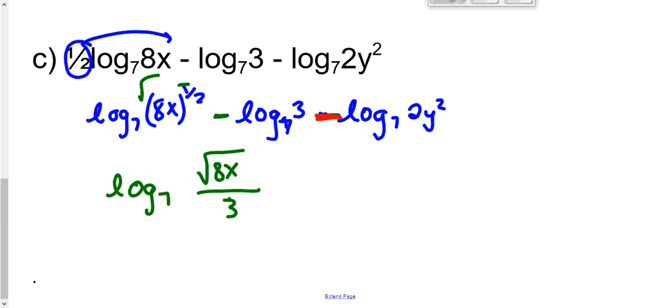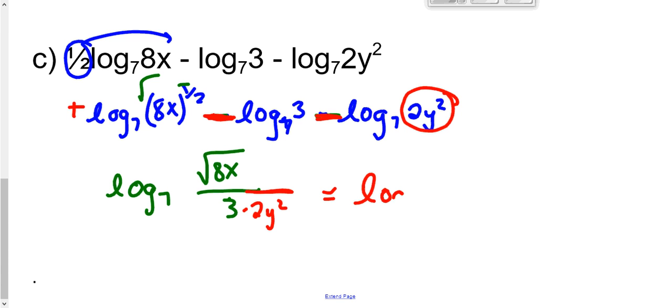Just like I said on the last problem, positive means top, negative means bottom. If we have one thing that is subtracted, we already have a bottom. We don't need to make another one. So this just goes down where the 3 already is, 2y squared. 1 numerator, 1 denominator. Positive means numerator, negative means the denominator. So we could multiply that 3 and 2, and our final answer could be log base 7, square root of 8x, divided by 6y squared.